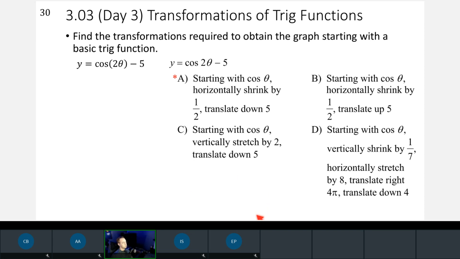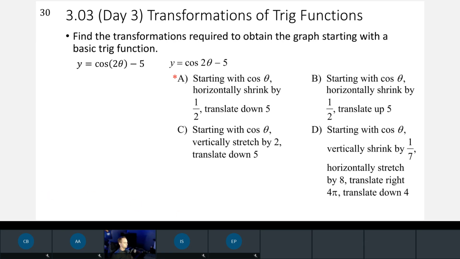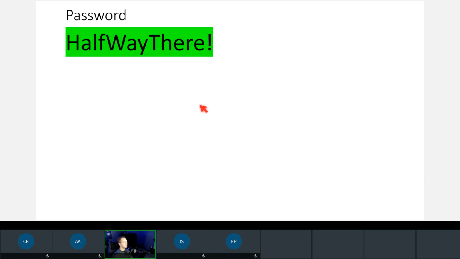Pretty simple tests for the most part, I think. And hey, the password is halfway there. Case sensitive. I think answer D was having answer D. Yeah, I agree. Wires are not connected correctly. Yep. So halfway there.